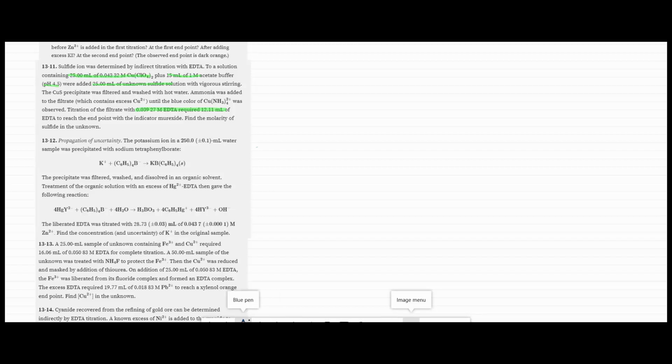Well, we need to start with what is the precipitation reaction. So we need copper ion plus sulfide reacts to form CuS solid. So the total copper used is going to be equal to this many moles. So we would calculate that first.